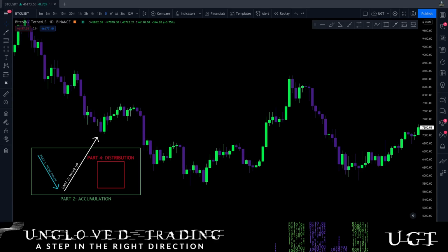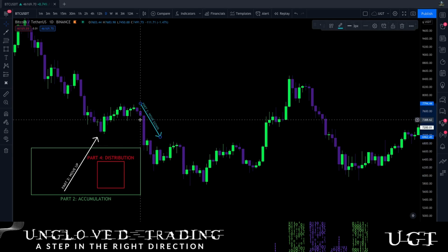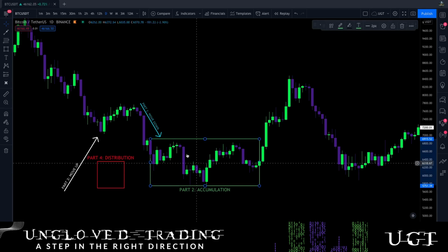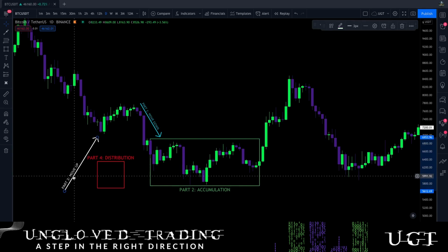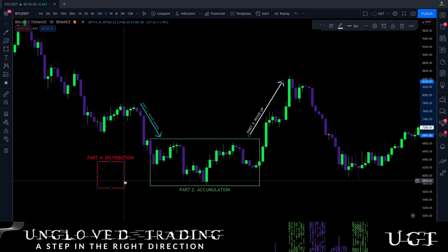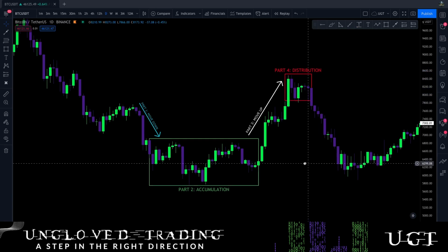There is a cycle which is continuously occurring across all of our markets. Now this cycle is known as accumulation and distribution. This cycle has 4 basic parts. In this example, we have part 1, which is the movement down, followed by part 2, our accumulation zone. Once accumulation has ended, we have part 3, the move up. Once we reach our target, we go into distribution, which is part 4.